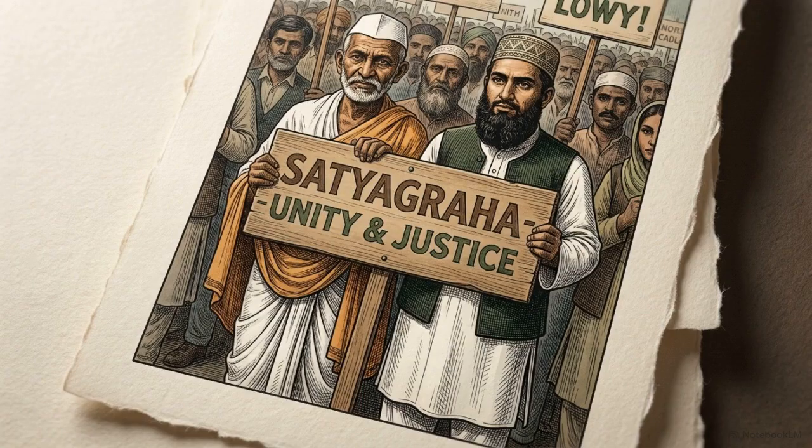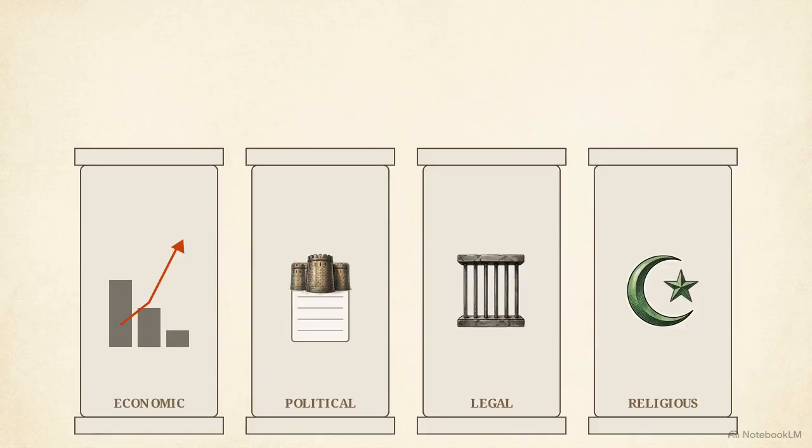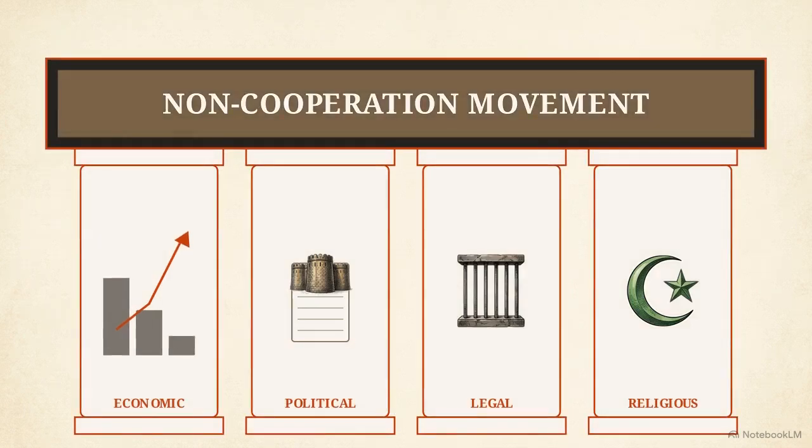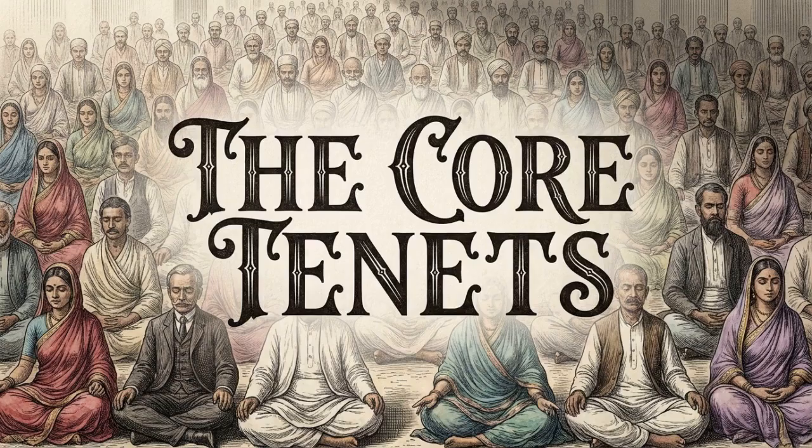By fully supporting the Khilafat cause, he managed to unite these demographics, forging a rare alliance between Hindu and Muslim populations. Gandhi's strategy provided a single, organized channel for these isolated economic, political, legal, and religious grievances. The operational mechanics of this mobilization relied on a strict prerequisite: absolute nonviolence and civil disobedience.